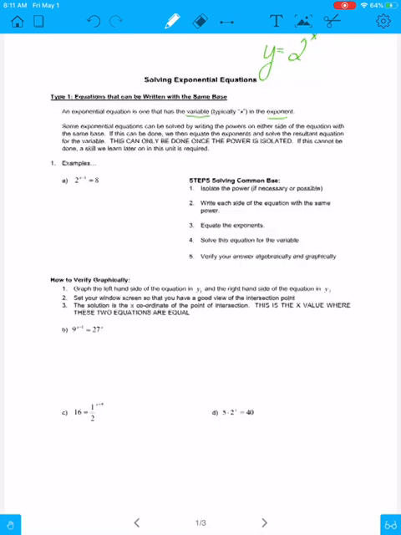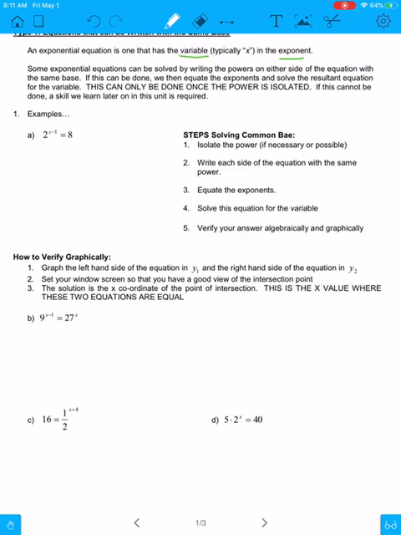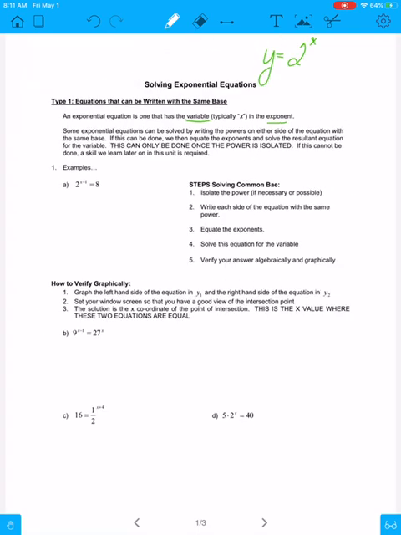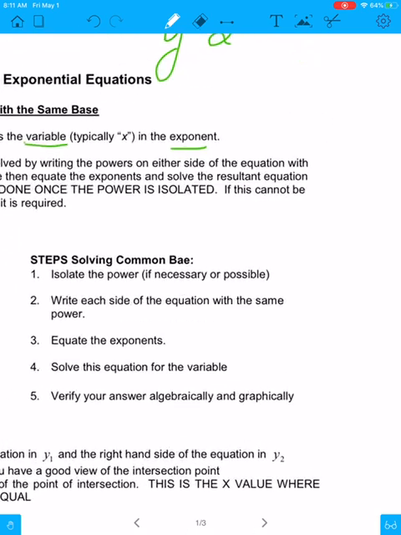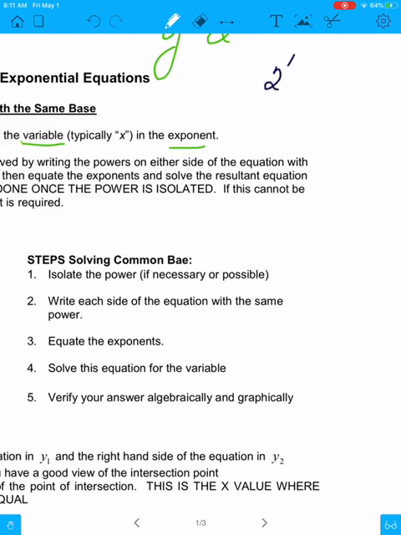Some exponential equations can be solved by writing the power on either side of the equation with the same base. If this can be done, we can then equate the exponents and solve the resultant equation for the variable. This can only be done once the power is isolated. If this cannot be done, a skill we learn later on in this unit is required. So later on, we're going to learn to use logarithms to solve it if we can't get a common base.